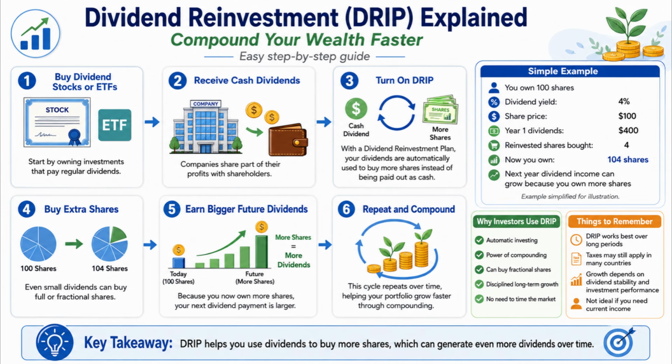So, the key takeaway is that DRIP helps you use dividends to buy more shares, and those extra shares can generate even more dividends over time. This is how dividend reinvestment can turn small regular payments into a powerful compounding strategy.